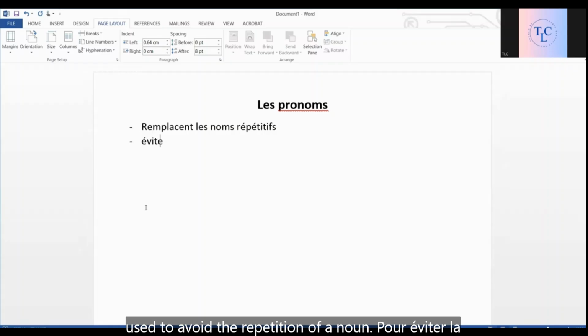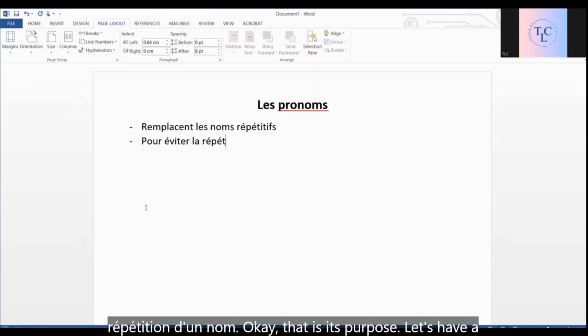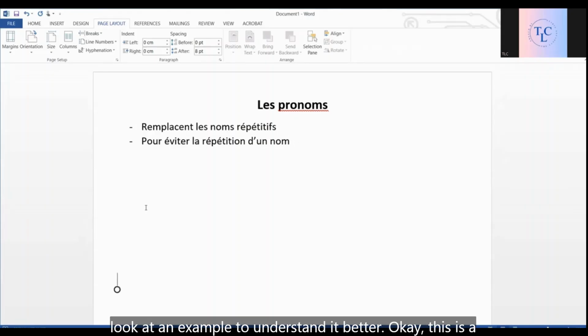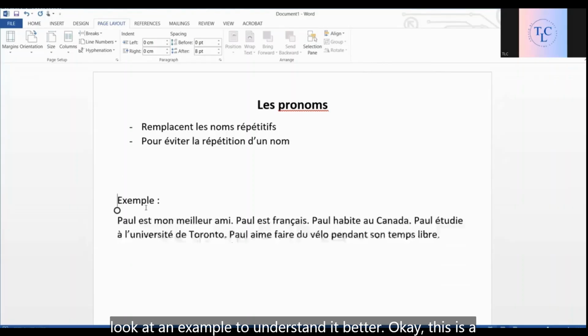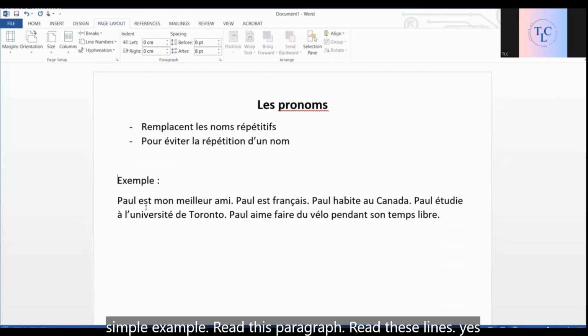They are used to avoid the repetition of a noun, pour éviter la répétition d'un nom. Okay, that is its purpose. Let's have a look at an example to understand it better. Okay, this is a simple example. Read this paragraph. Read these lines.